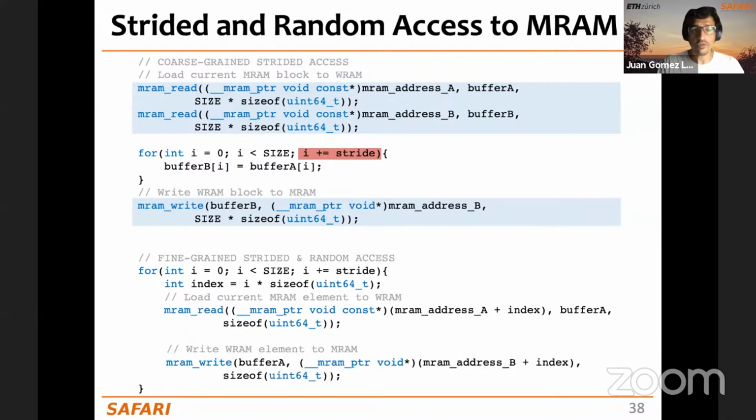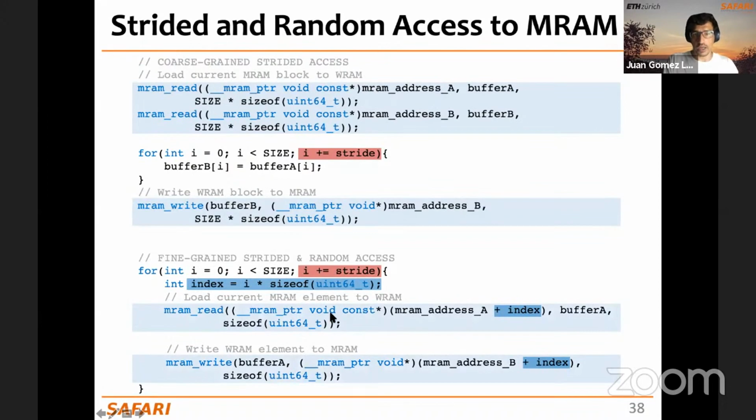And then in our fine-grained strided access, which is the same style of access that we use for random access as well, the only thing that we read is the specific elements that we want to copy. So in this case, we are using one MRAM read that is as short as 8 bytes, because we are reading elements of 64 bits. As you can see, we have these MRAM read and MRAM write, and we are accessing these individual elements in MRAM with a certain stride, as you can see in the slide.